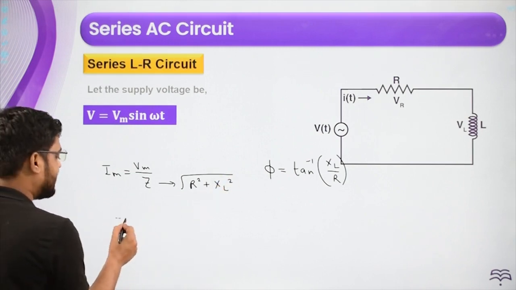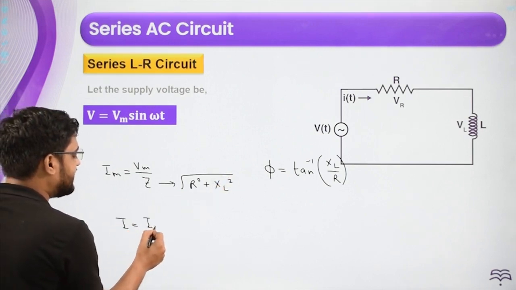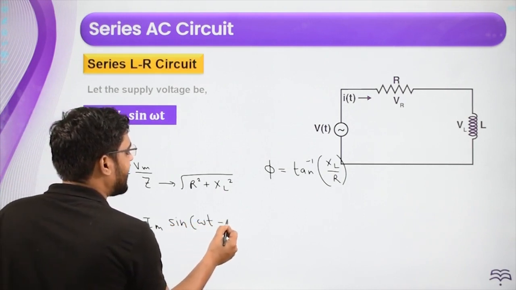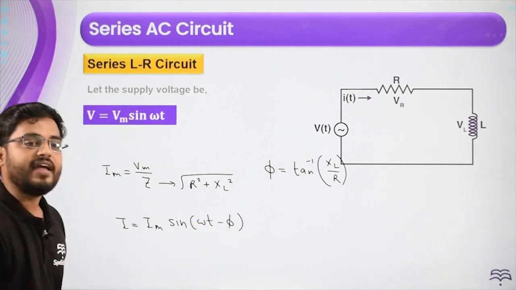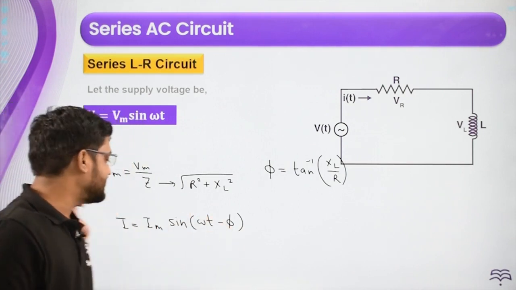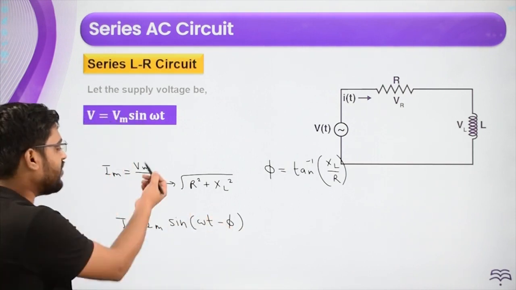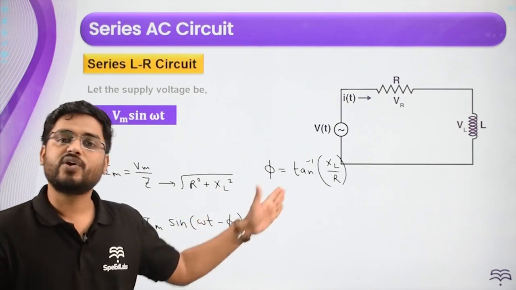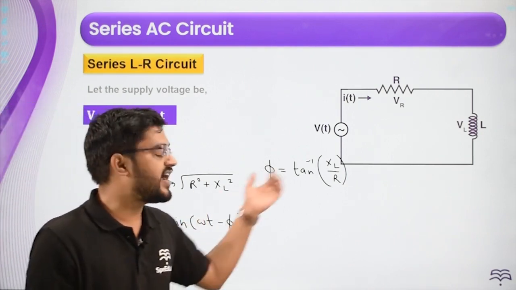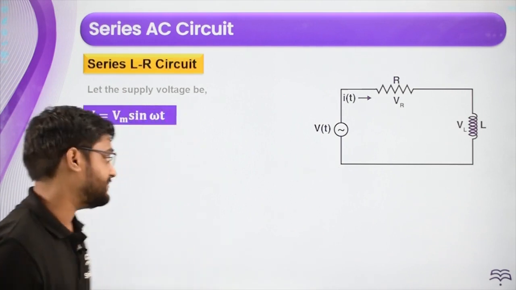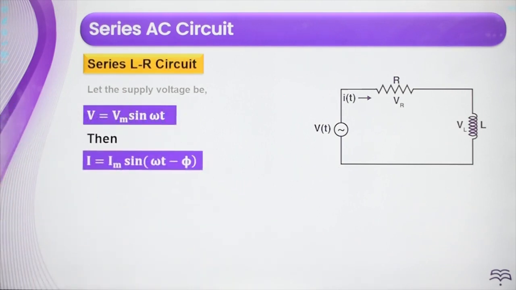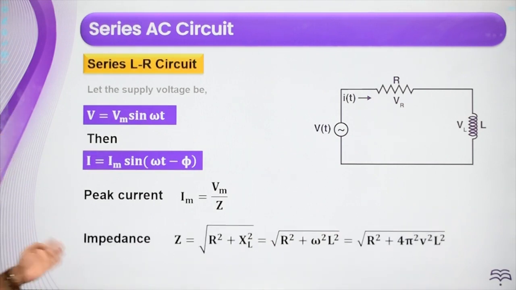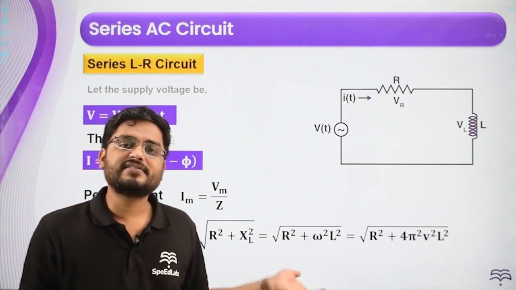So if we have to write an equation for current, current is nothing but Im sin(omega t minus phi). So current is lagging by an angle of phi and current is given by this expression. What is Im? We have already said Im is Vm by Z, but Z is given by this. There is no XC in this case. And phi is given by again this expression. So current is given by that, and Im is Vm by Z, where Z is under root R square plus XL square.